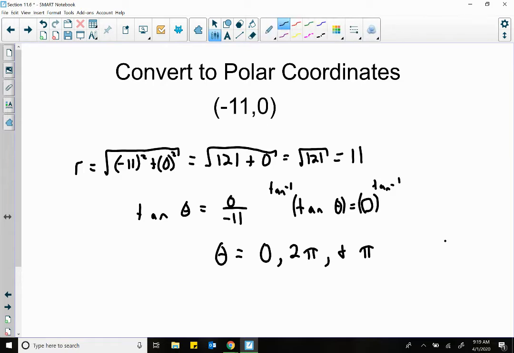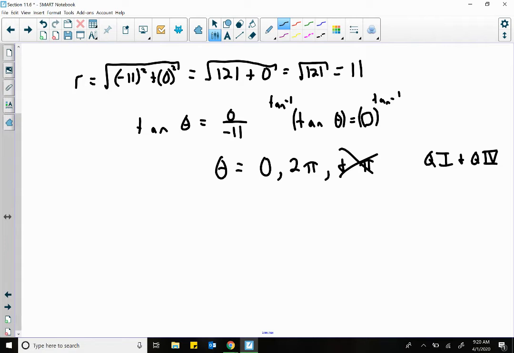Now, remember what I said about tangent? Tangent, we only care about when we are in quadrant 1 and quadrant 4. So, this pi angle, we're going to throw out. And we're going to keep the 0 and the 2 pi, because 0 and 2 pi are both the same for us. So, our polar coordinate is 11, comma, 0, or 11, comma, 2 pi.